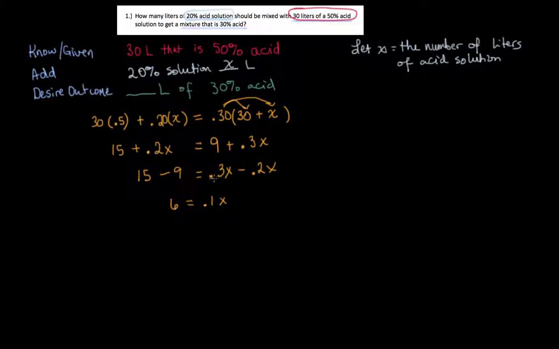We're cleaning up on the right-hand side. We can think of this as being 30 cents minus 20 cents. So 0.3 minus 0.2 is 0.1. And then finally, we divide by the 0.1 because we're undoing this multiplication by 0.1. So we divide, and 6 divided by 0.1 will give us 60. So we record our final answer as 60 liters of the 20% solution.